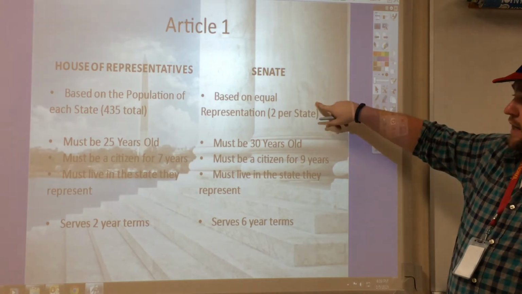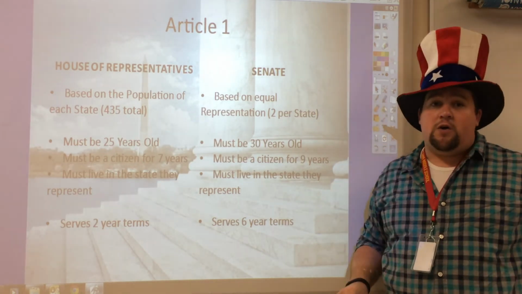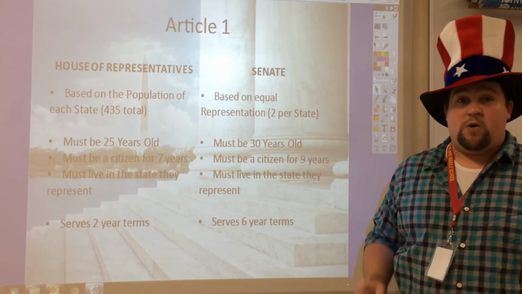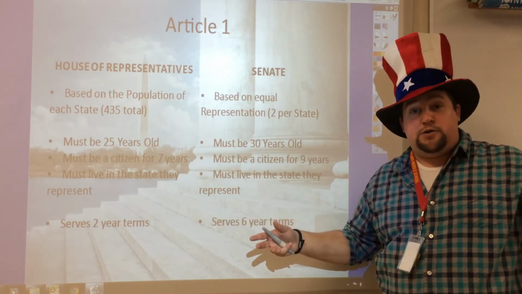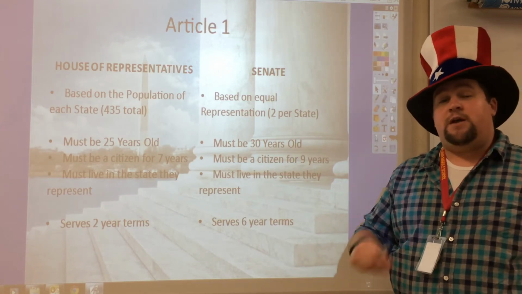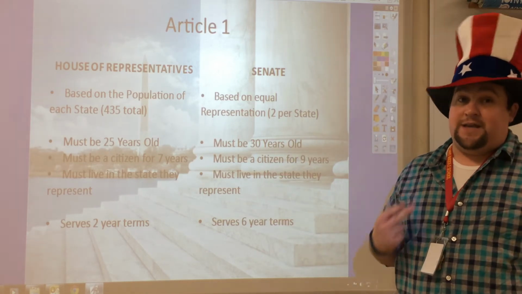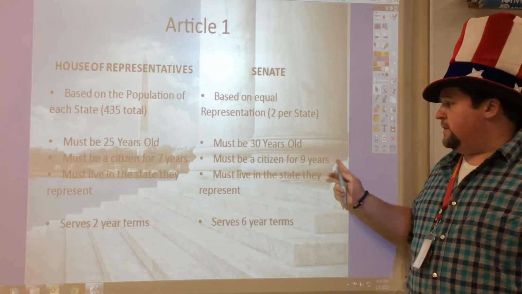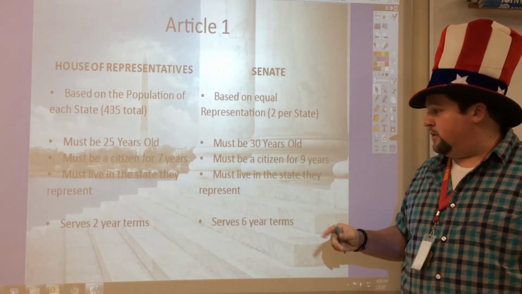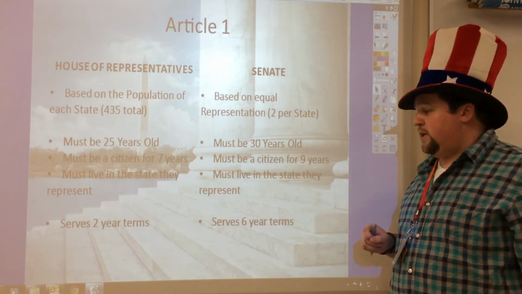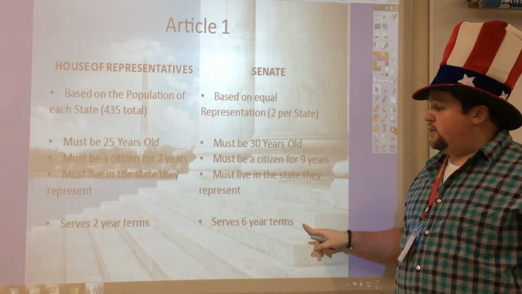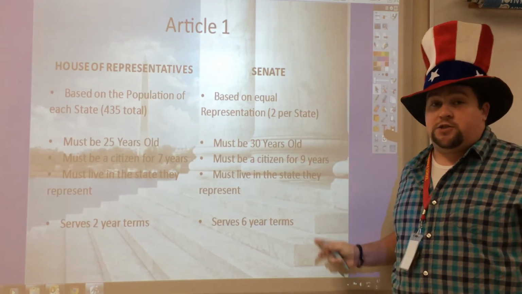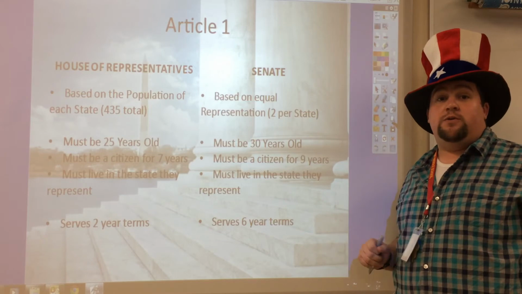The Senate. The Senate is based on equal representation, so you get 2 in every state. Florida has 2, New York has 2, Wyoming has 2, Idaho has 2, Minnesota has 2. You name it, you have 2 representatives in the Senate. You must be 30 to be in the Senate. You must be a citizen for the past 9 years, and you also have to live in the state that you represent. In the Senate, you serve for a total of 6 years. So people who are in the Senate actually serve longer than the president does, which we'll get to on the next slide.